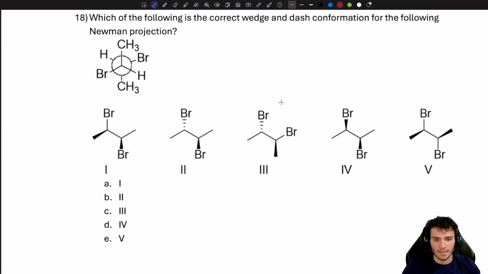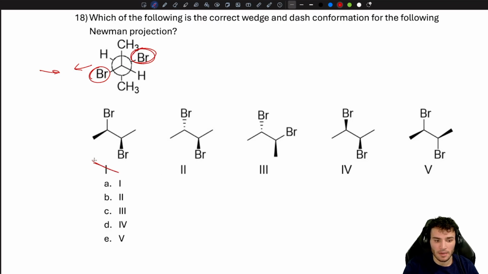Starting from question 18, we're actually going to be going the other way around. So instead of going from a bond line to a Newman, we're going from a Newman to a bond line. And the best thing that I suggest for you guys is to remember your directionality, right? You can eliminate a lot of questions just by understanding where your structure should be looking. So if I see these two bromines on opposite sides from each other, I know that no matter which direction I look from, the left side or the right side, one must be on a wedge and one must be on a dash.